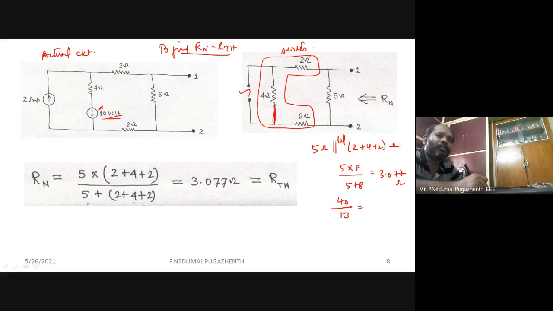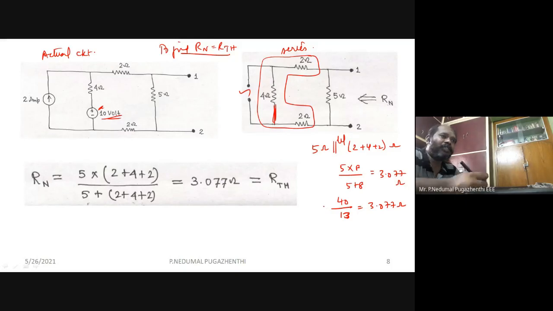Check that. Is that coming out as 3.077? Whoever is having calculators, please check it out. Make it fast. Okay, so you will be getting this R Thevenin or R Norton as 3.077 ohms. Is that okay?